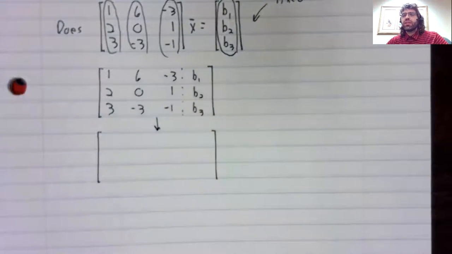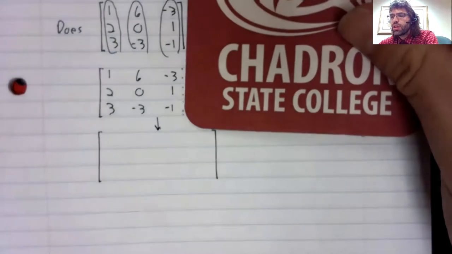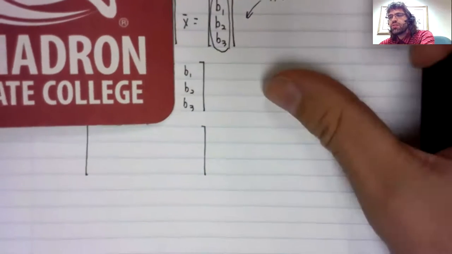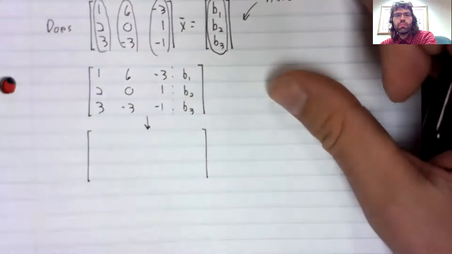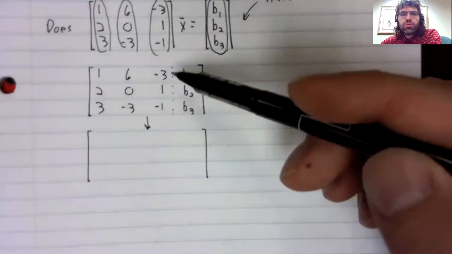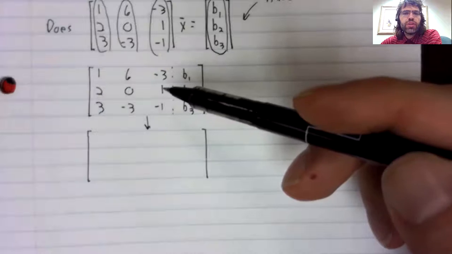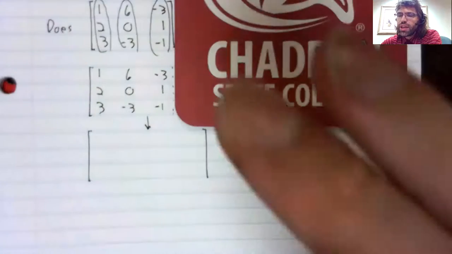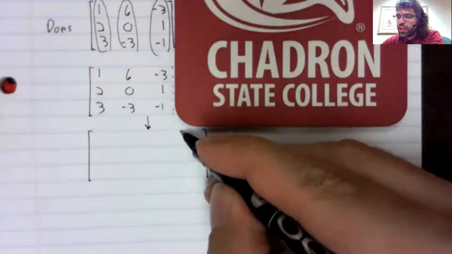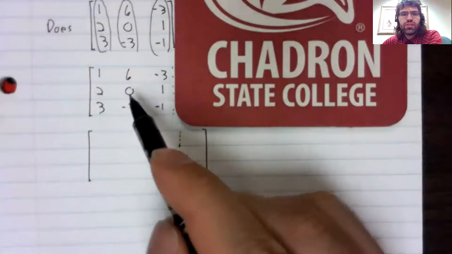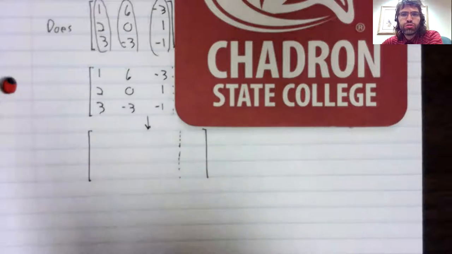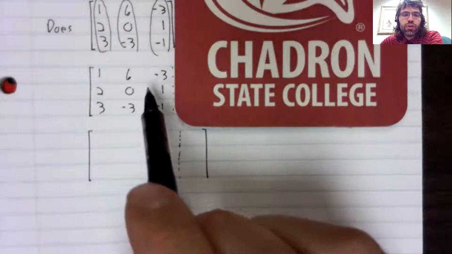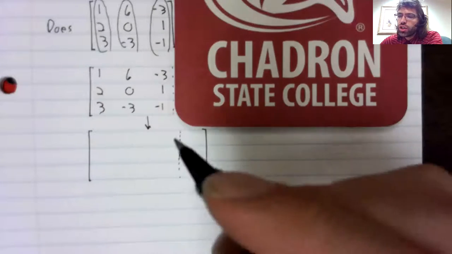This is an augmented matrix. So it's got this coefficient matrix and this augmented column. And it turns out that if we perform Gauss-Jordan elimination on this augmented matrix, that will perform Gauss-Jordan elimination on this coefficient matrix. And you can plug this into your calculator and do a row reduction on it.